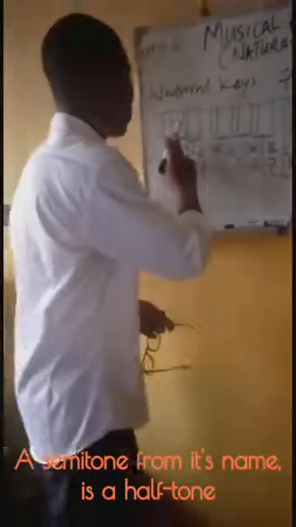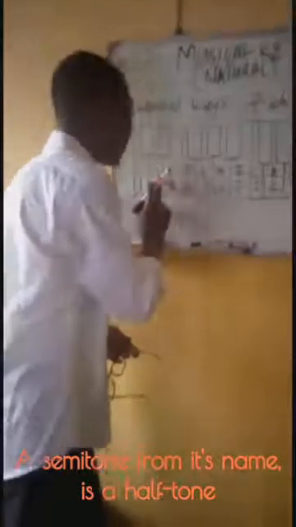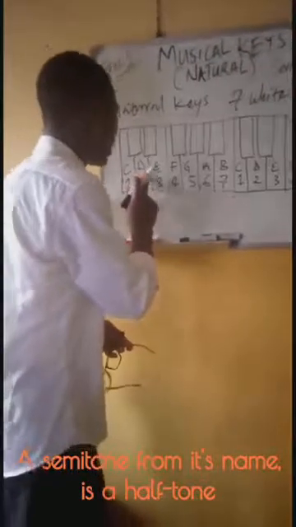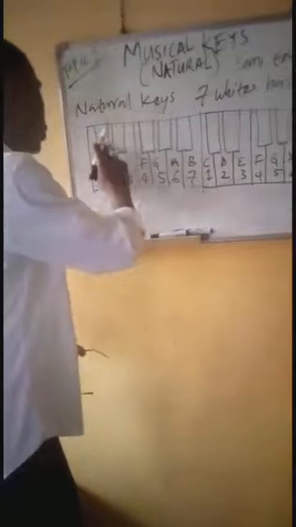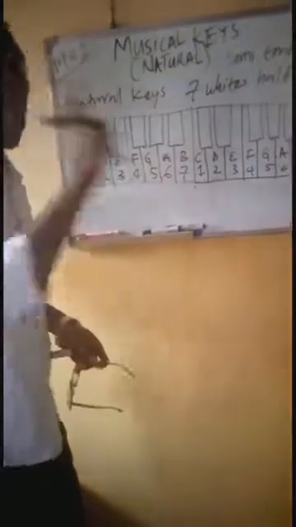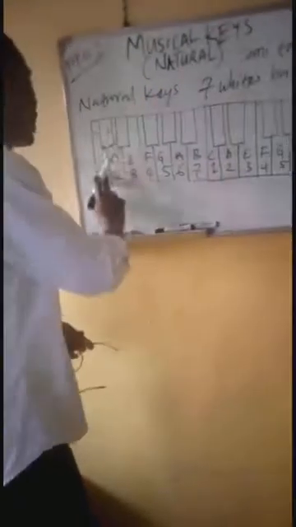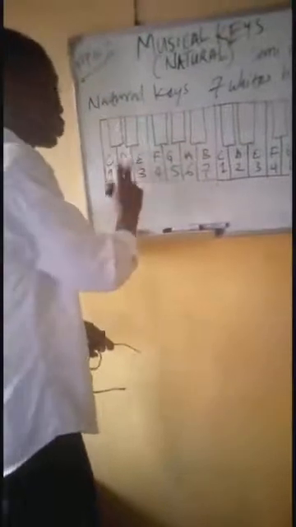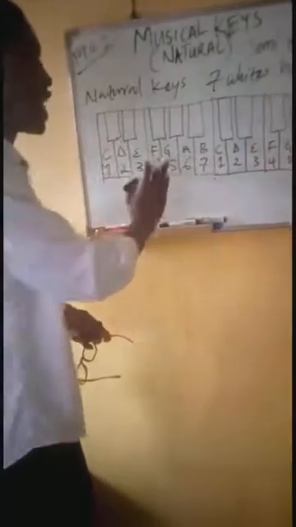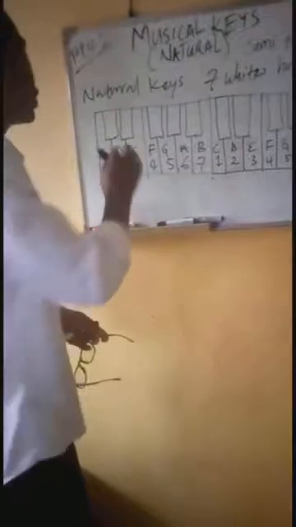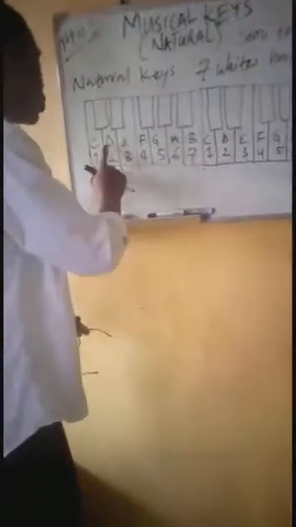So if from here to here is half, here to here is half, then from here to here is from here to here plus from here to here. That means semitone plus semitone giving us what, one full tone. If from here to here is a half tone, here to here is a half tone, from here to here should be half plus half giving us what, one. So if this is a semitone, from here to here is called what, a tone.